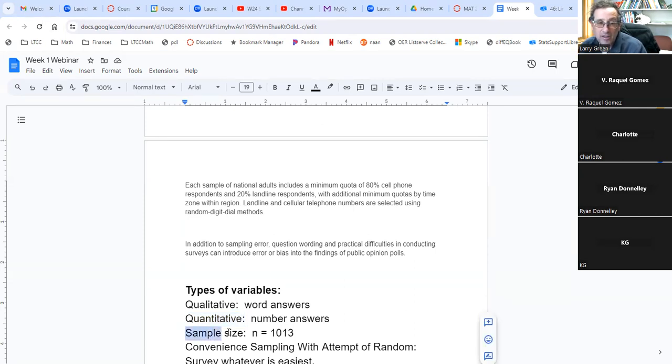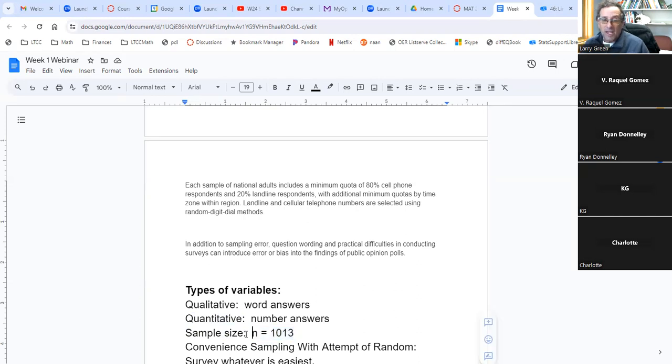Just to note, the sample size is how many people they asked. And the letter we're always going to use for sample size is lowercase n. So we're going to see that a lot, this lowercase n. In the case of the survey that we looked at, lowercase n, or the sample size, was 1,013.